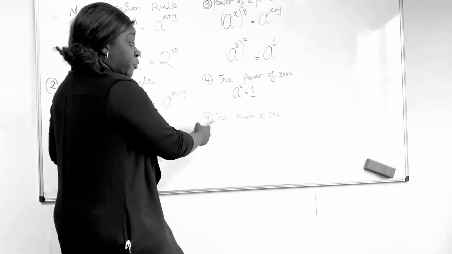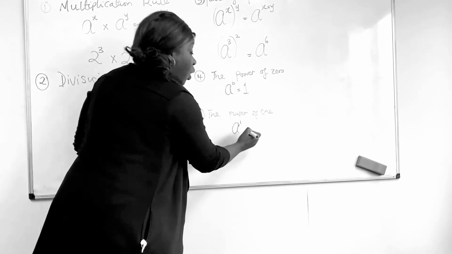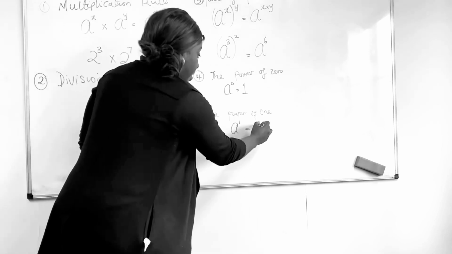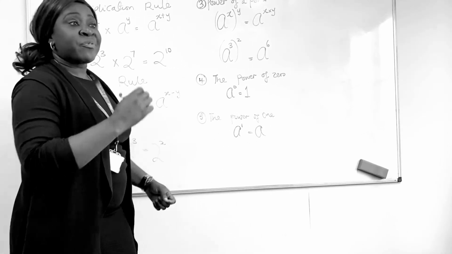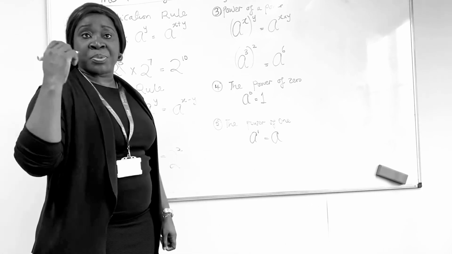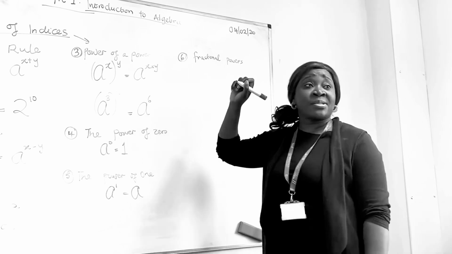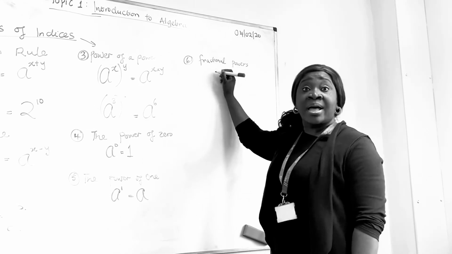And the fifth one is any number raised to the power of 1 is always the number itself. So 5 raised to the power of 1 would be 5. 10 raised to the power of 1 would be 10.